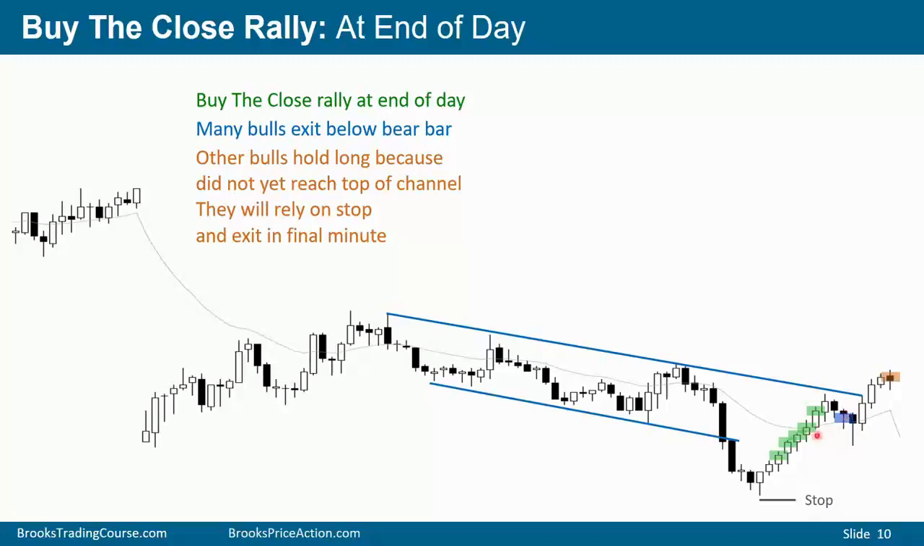Other bulls know that we're getting a bear break below a bear channel and we're reversing up. 75% chance we're going to the top of the channel. And therefore, they'll hold long even though it trades below this bar, because this did not quite reach the top of the channel, and they assume that we'll get there.